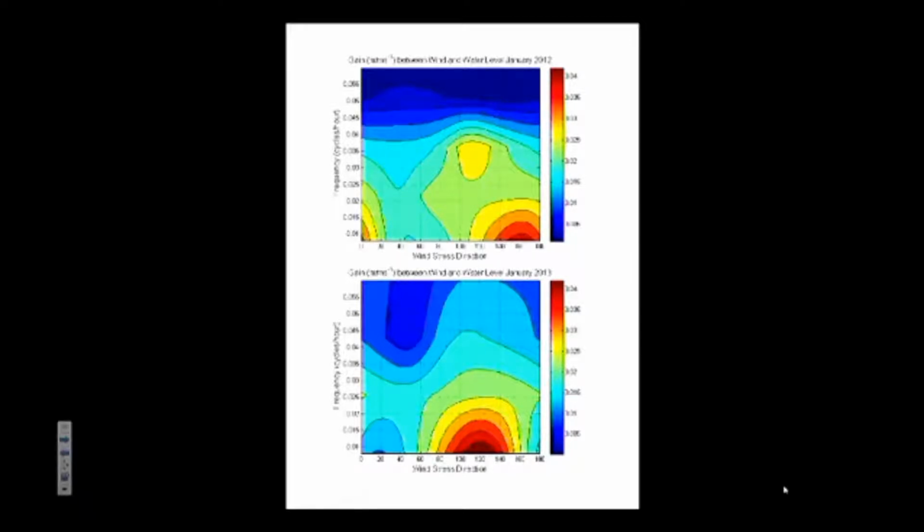And what I see is, at longer periods, I get a very large response for winds blowing almost in the cross-shore. So this is like 120, 125 degrees. And that's stronger than it was in 2012. The color bars on these two figures are the same. Again, this is gain, which is surge amplitude versus wind as a function of direction.